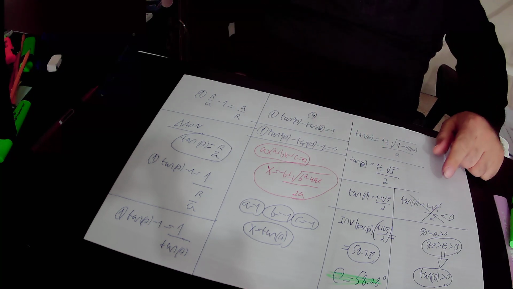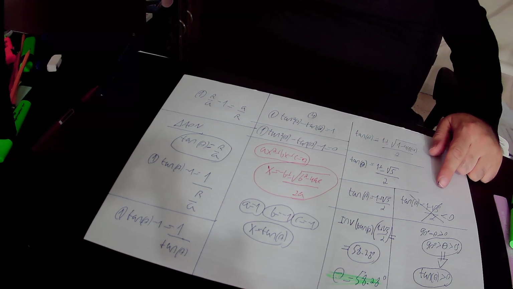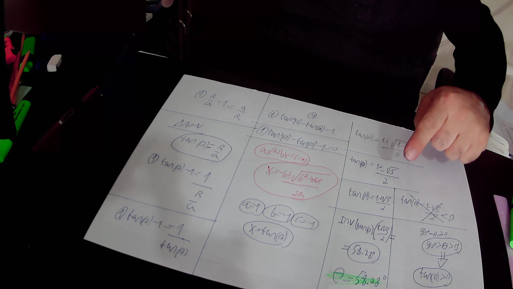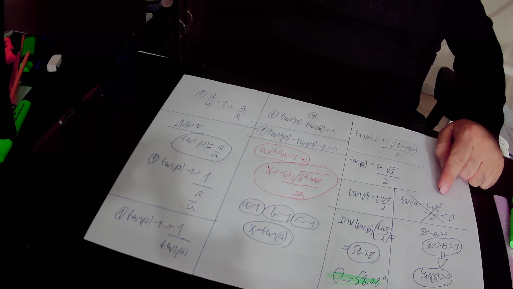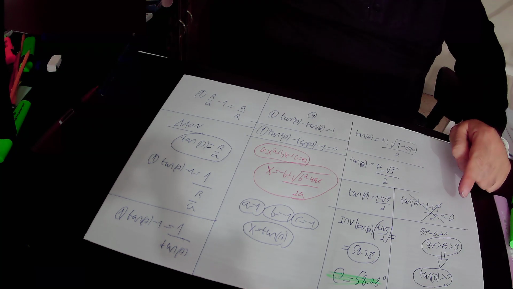So here we have two possible solutions for tangent theta. The first solution is tangent theta equals 1 plus square root of 5 over 2. And the second solution for tangent theta is that tangent theta equals 1 minus square root of 5 over 2. That is a negative number.